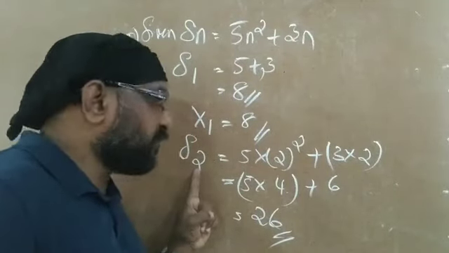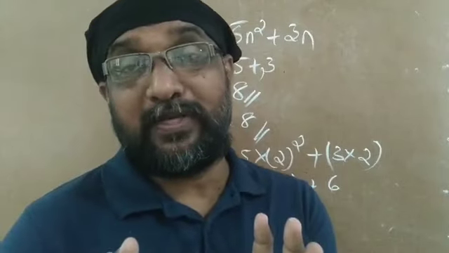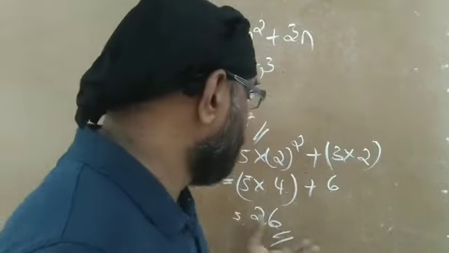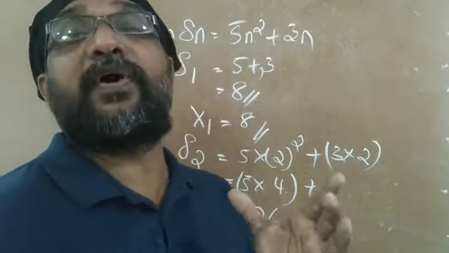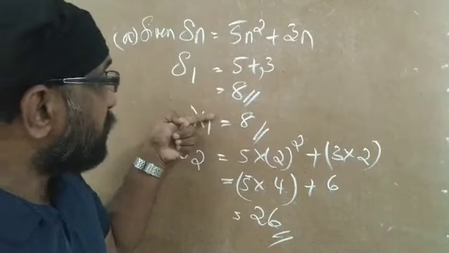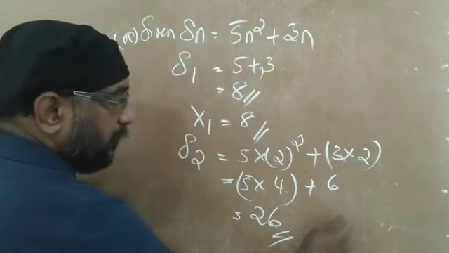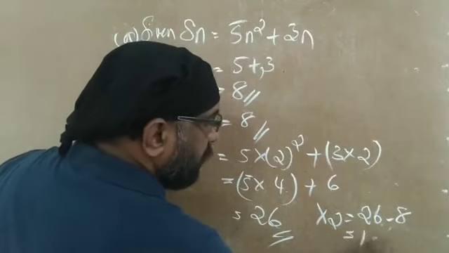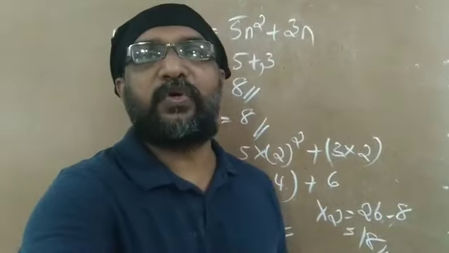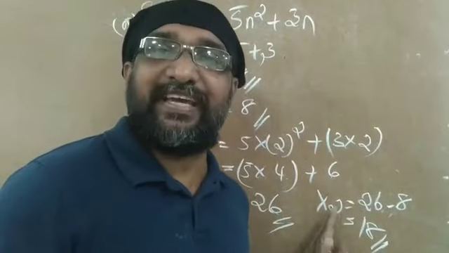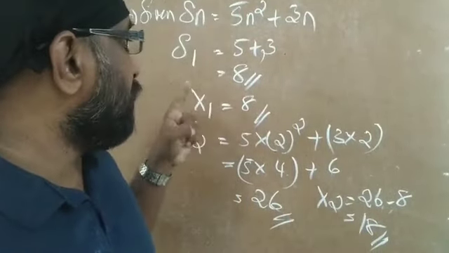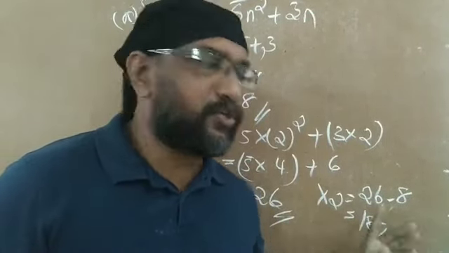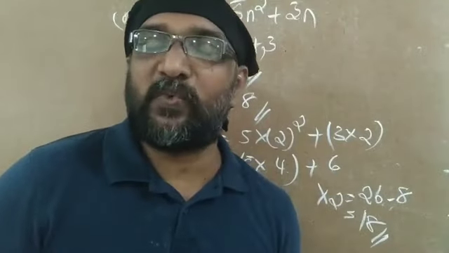Sum of the first 2 terms will be 26. But here, the sum of the first 2 terms is not the second term. It is the sum of the first term and second term. And how will you find the second term? By subtracting the first term from S2. So x2 is equal to 26 minus 8, which is 18. You get the second term by subtracting x1 from S2. You got the second term as well.